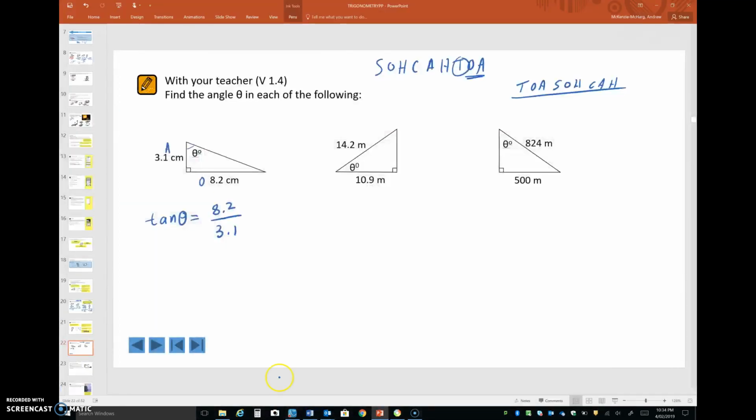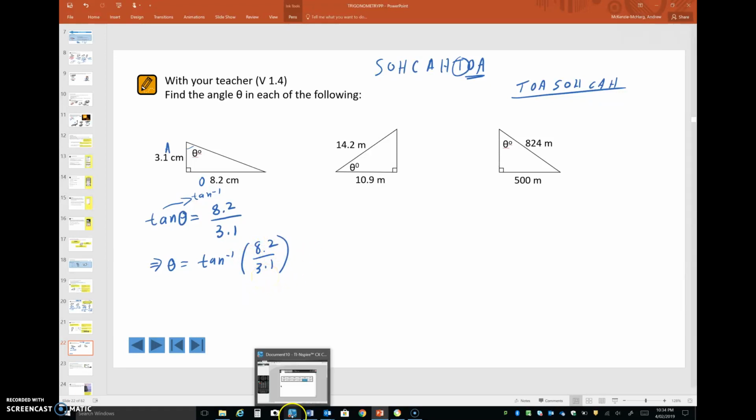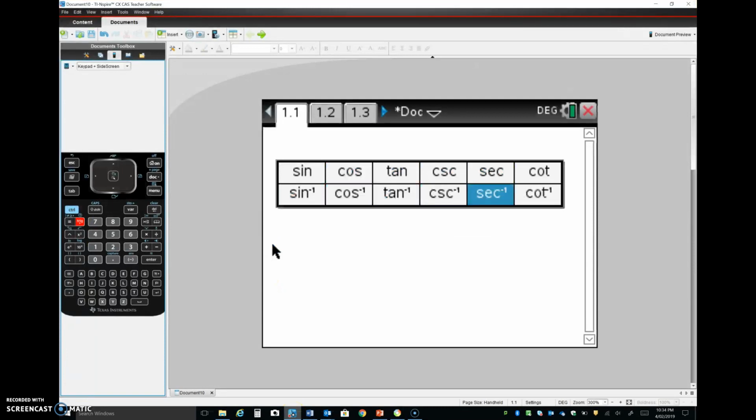So let's go back to our rearranging. We're going to have here theta equals, now that tan comes over and becomes inverse tan, right? So we're going to say inverse tan of all that stuff that was there. That's how we do it. So this is what we need to type into the calculator. So we just tap that one.